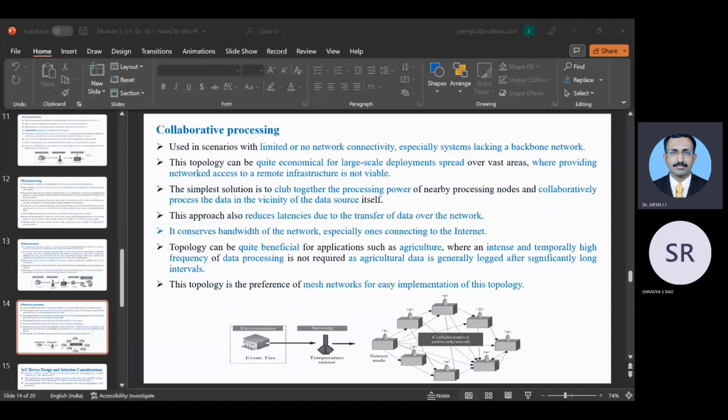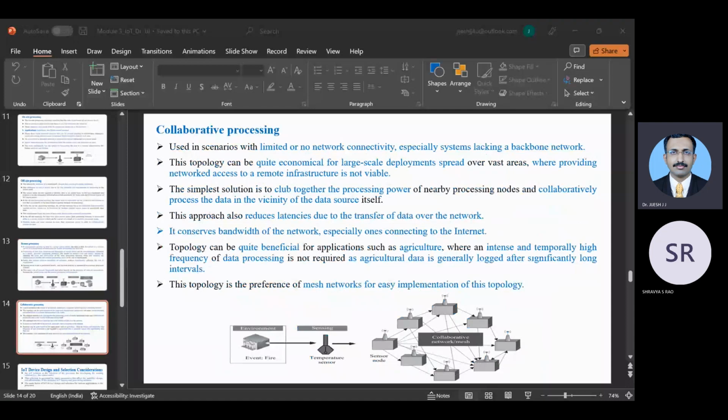So what are the things we have studied till now? We have studied on-site and off-site. In off-site we have studied two: one is remote and the other is collaborative processing. What is on-site processing? It takes place at the source itself. What is off-site? It takes place away from the source, or you can say it takes place in the server or a cloud-based system. You have two classifications: remote and collaborative.